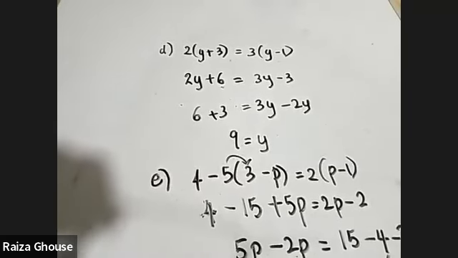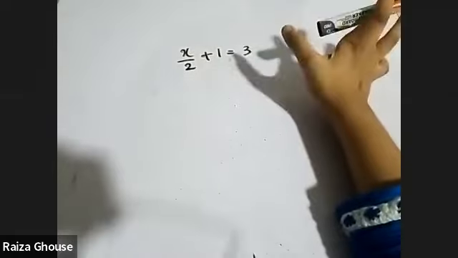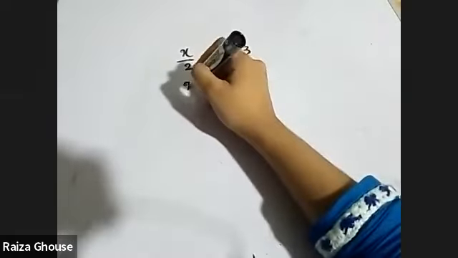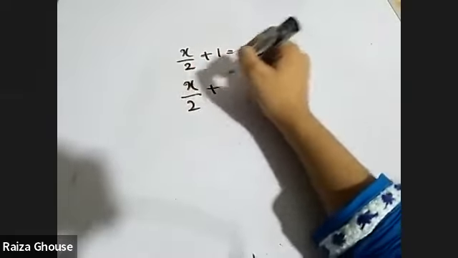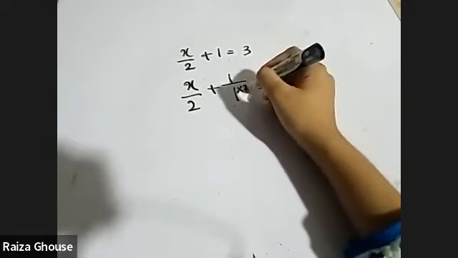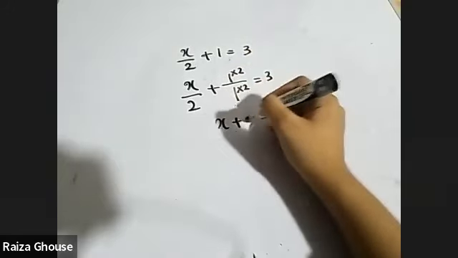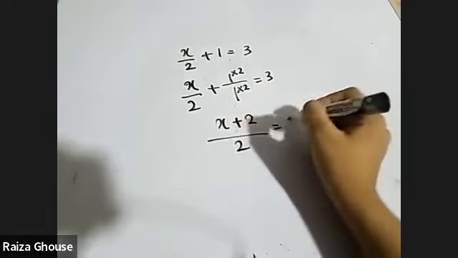Okay, right. Let's go to the F part. Have to be honest in your marking. F part, x upon 2 plus 1 equal 3. Now in this case, I can do two things, children. One is the hardest step. X over 2 plus 1 over 1. Denominator is 1. I'm making my common denominator 2. Right? I'm getting here x plus 2 over 2 equal 3.